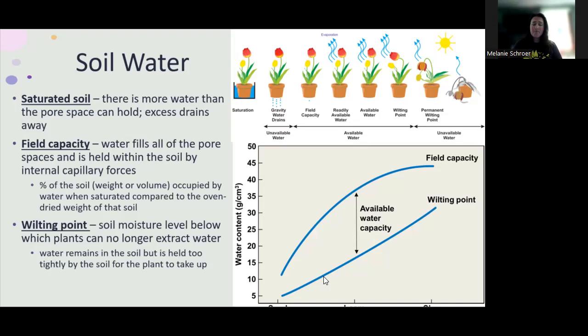And so as we can see from this graph, there is a difference between the wilting point and the field capacity. And ultimately the difference between these two, right? So how much water is there versus how much water there would be and plants couldn't actually use that water. This is called the available water capacity. And so just a couple more terms for you to use.